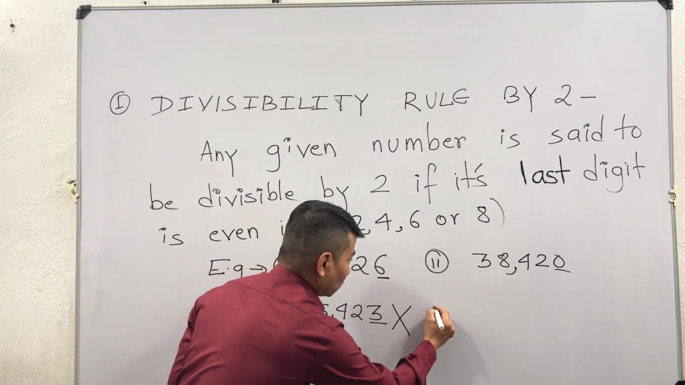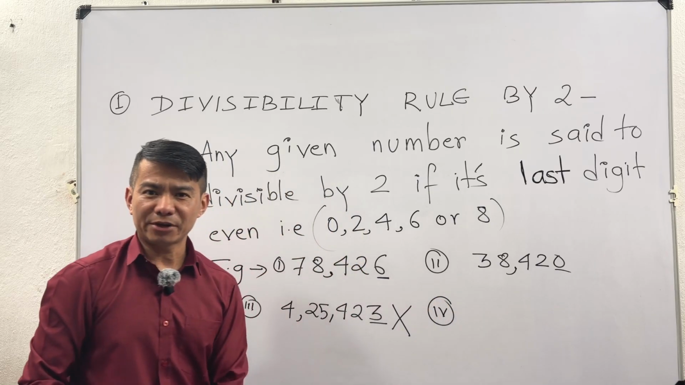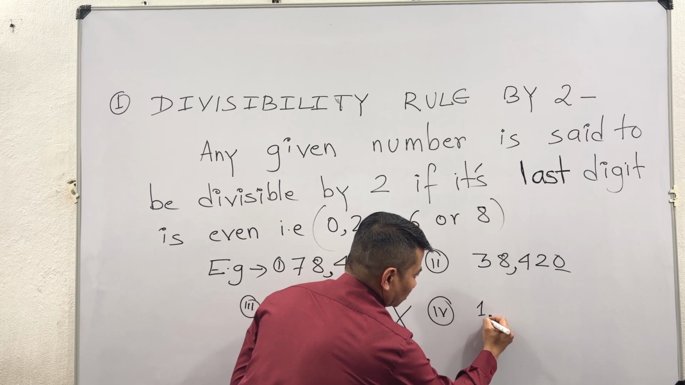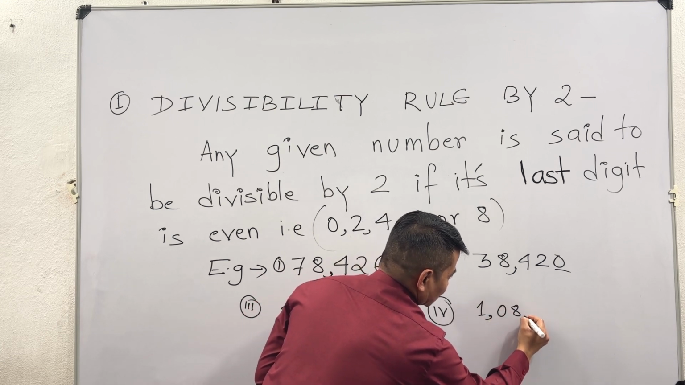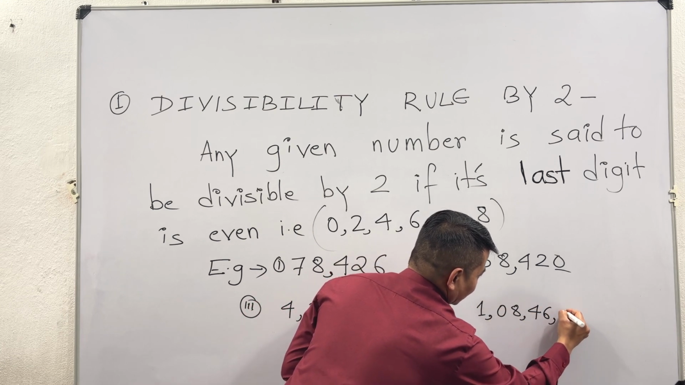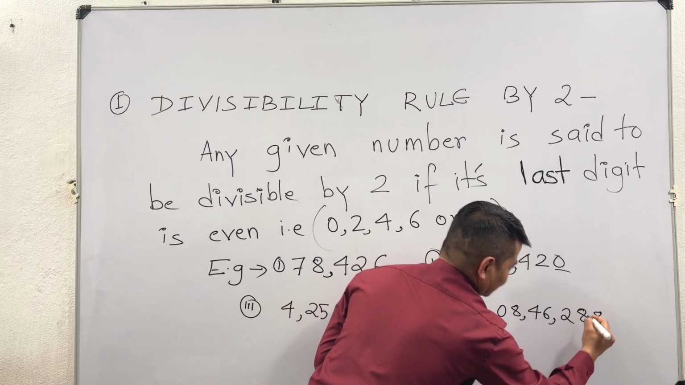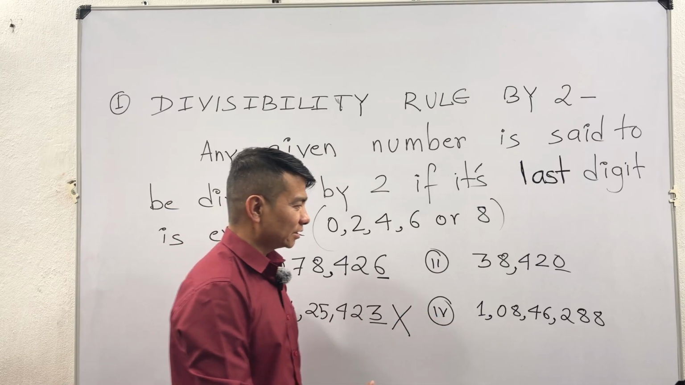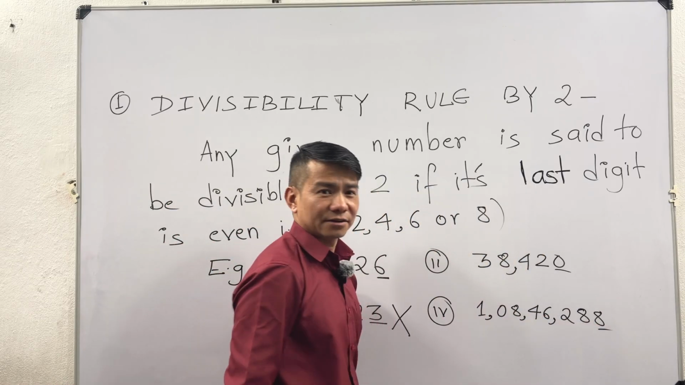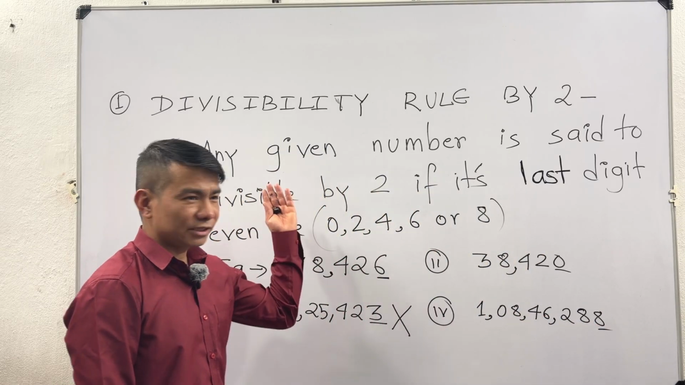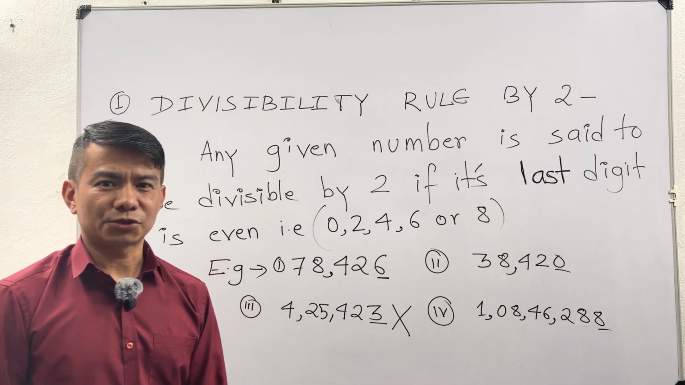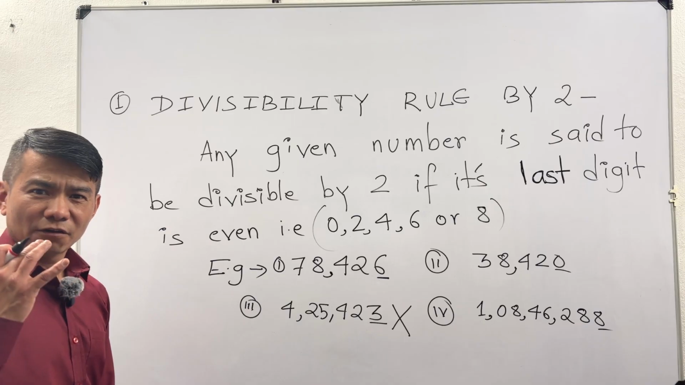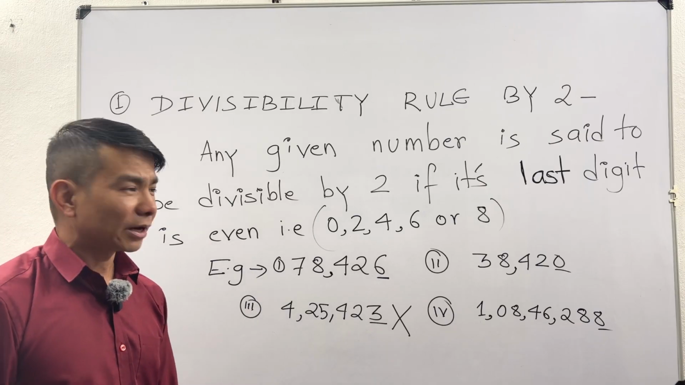Number 4, this is the last example I am taking. You just guess the answer. I take the number 1,846,288. Is this divisible by 2? Yes, because the last digit is 8. So this is the divisibility rule of 2. Just remember, just look at the last digit and you'll find whether the number is divisible by 2 or not.